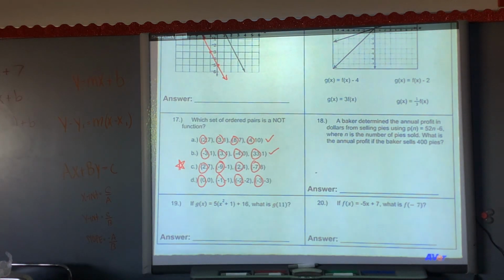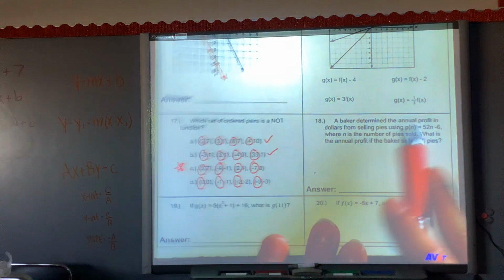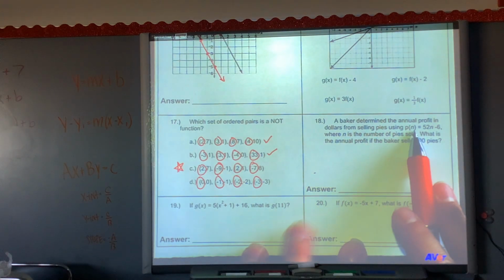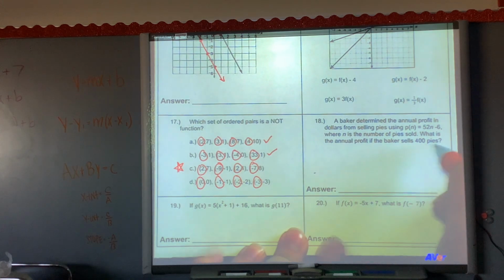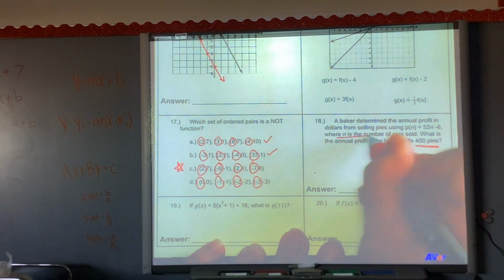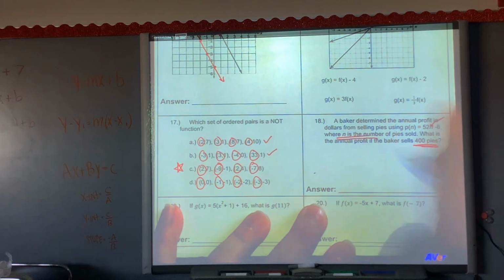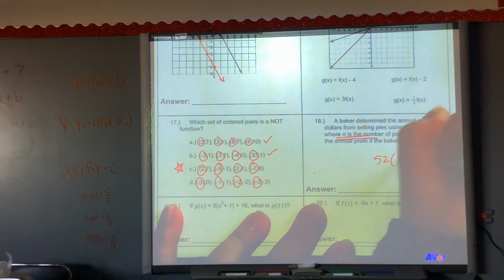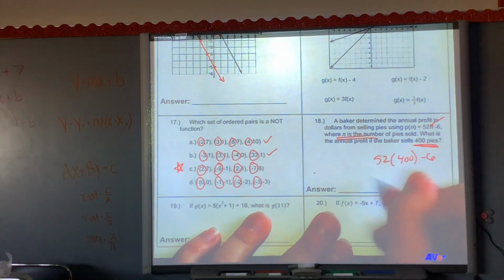And that's the bell, so I have to hurry and finish. First of all, this one says, a baker determined the annual profit in dollars from pies. P of n equals 52n minus 6, where n is the number of pies sold. What is the annual profit of the baker if the baker sells 400 pies? So if 400 pies was literally n, we could take this equation and insert 400 right there where the n is and solve. 52 times 400 minus 6. Whatever the answer is, that is literally the answer.